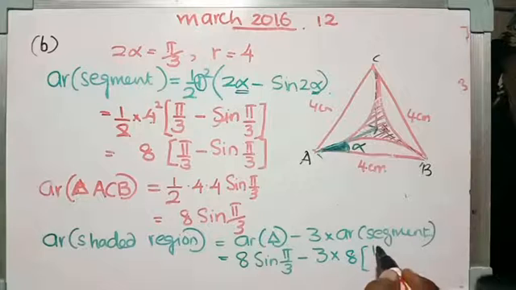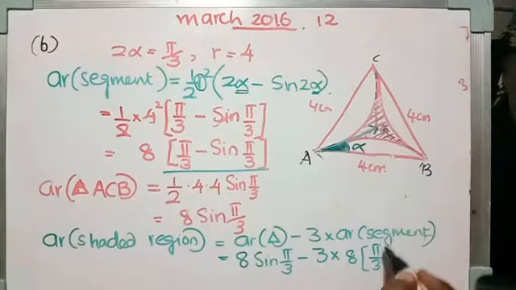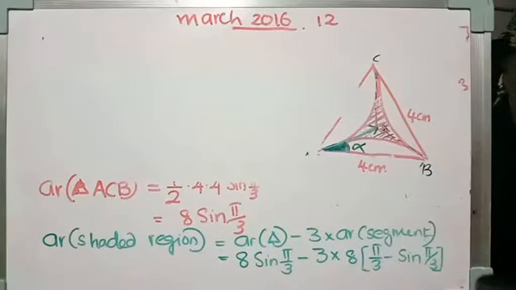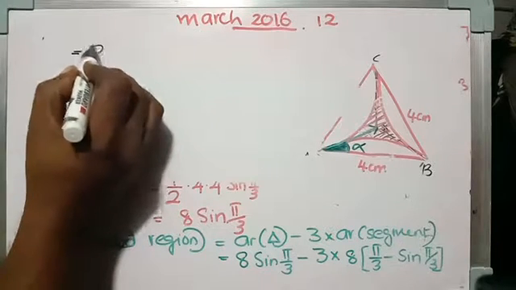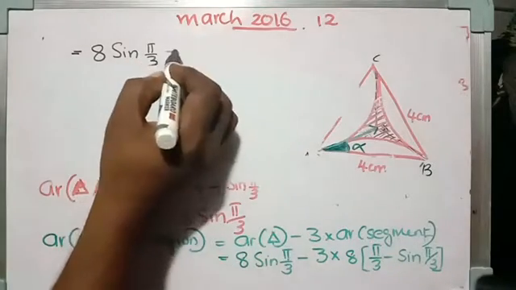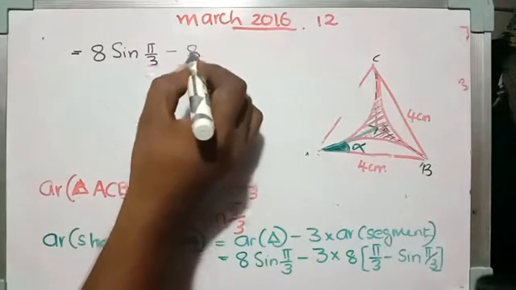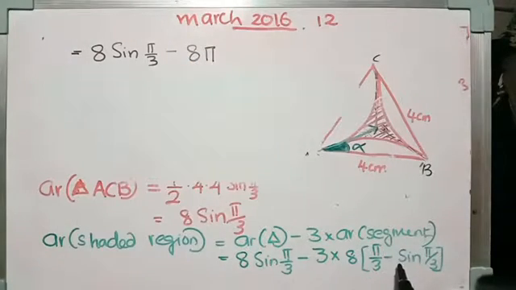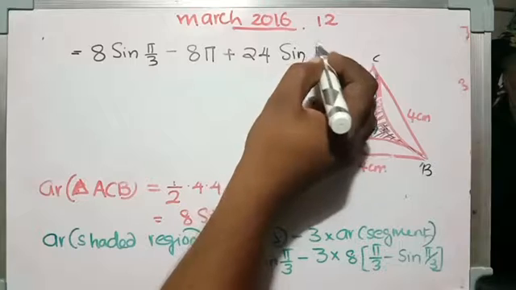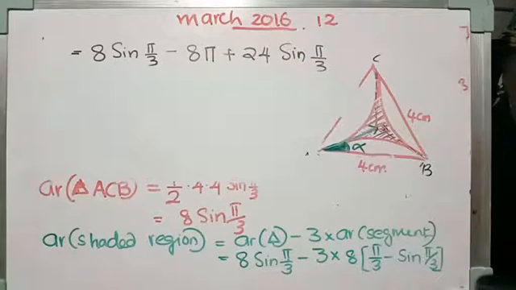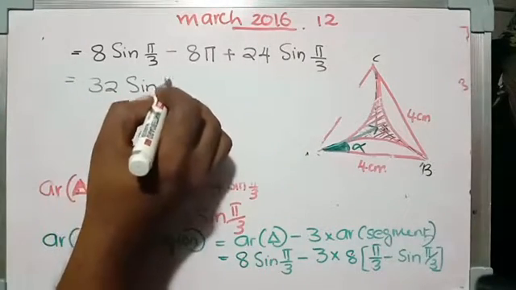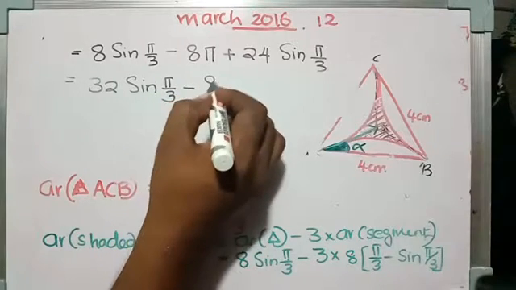8 of pi by 3 minus sine pi by 3. When we simplify it, we get 8 sine pi by 3 minus, when we multiply this inside, 8 pi. Then when you multiply inside, minus into minus, plus 24 sine pi by 3, which is equal to 32 sine pi by 3 minus 8 pi.